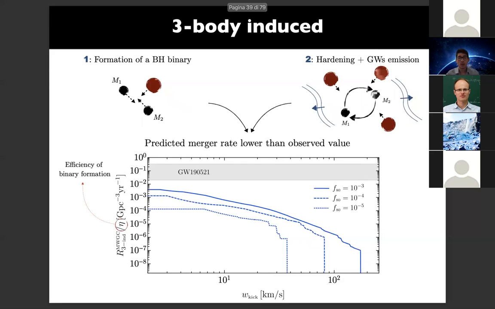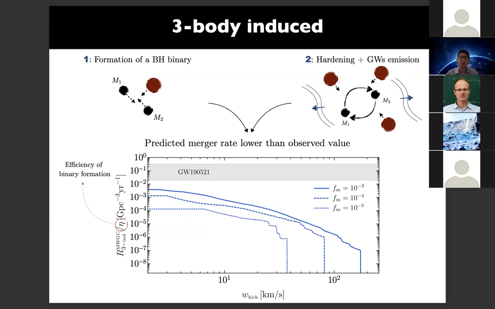The second scenario that we studied is the three-body induced. So we have a very similar picture to the one before. We have astrophysical and primordial black holes which pass close to each other, but not so close as to give a direct capture channel. However, the presence of lighter objects in the vicinity of this region, for example stars, may lead to the formation of a binary, with some efficiency related to the dynamics of the velocities and the masses of the objects.